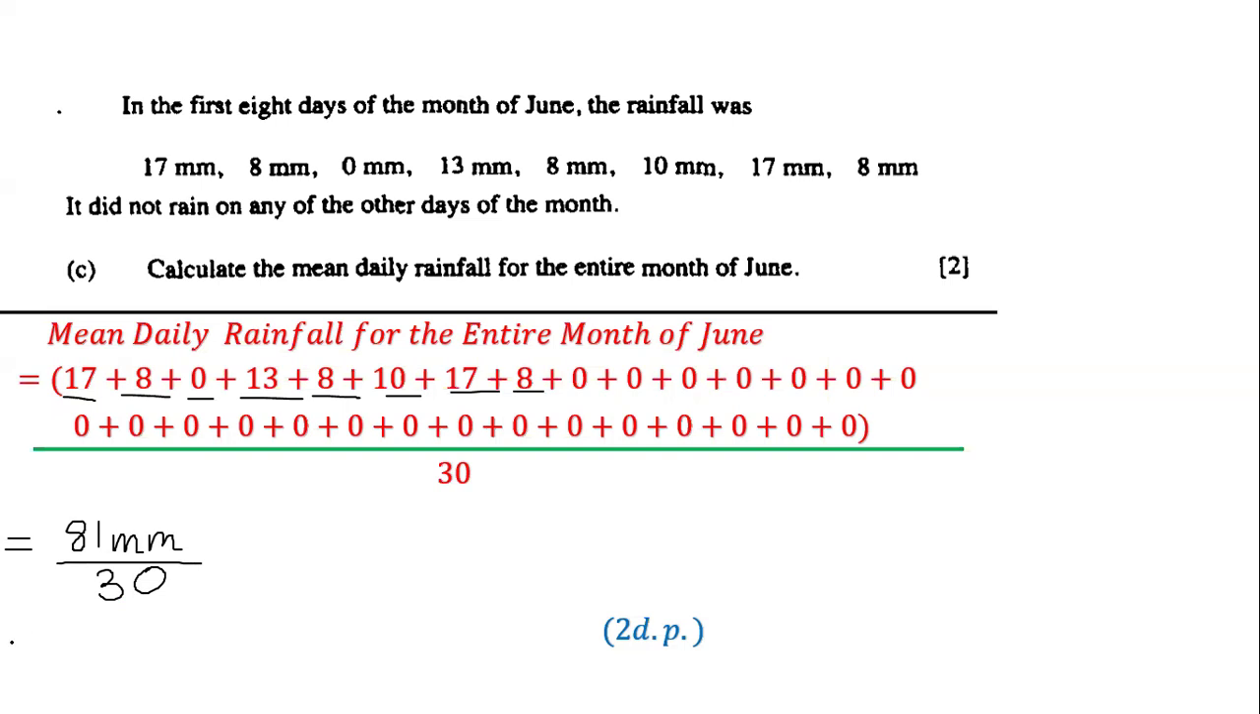Now, what is 81 divided by 30? So let's do that. 81 divided by 30 is going to be 2.7. And so the answer is 2.7. 2.7 what? 2.7 millimeters. Now we don't need the 2 decimal places, so we remove that. So the answer is 2.7. 81 divided by 30 is 2.7, and that's the answer to this question. 2.7 millimeters is the answer.